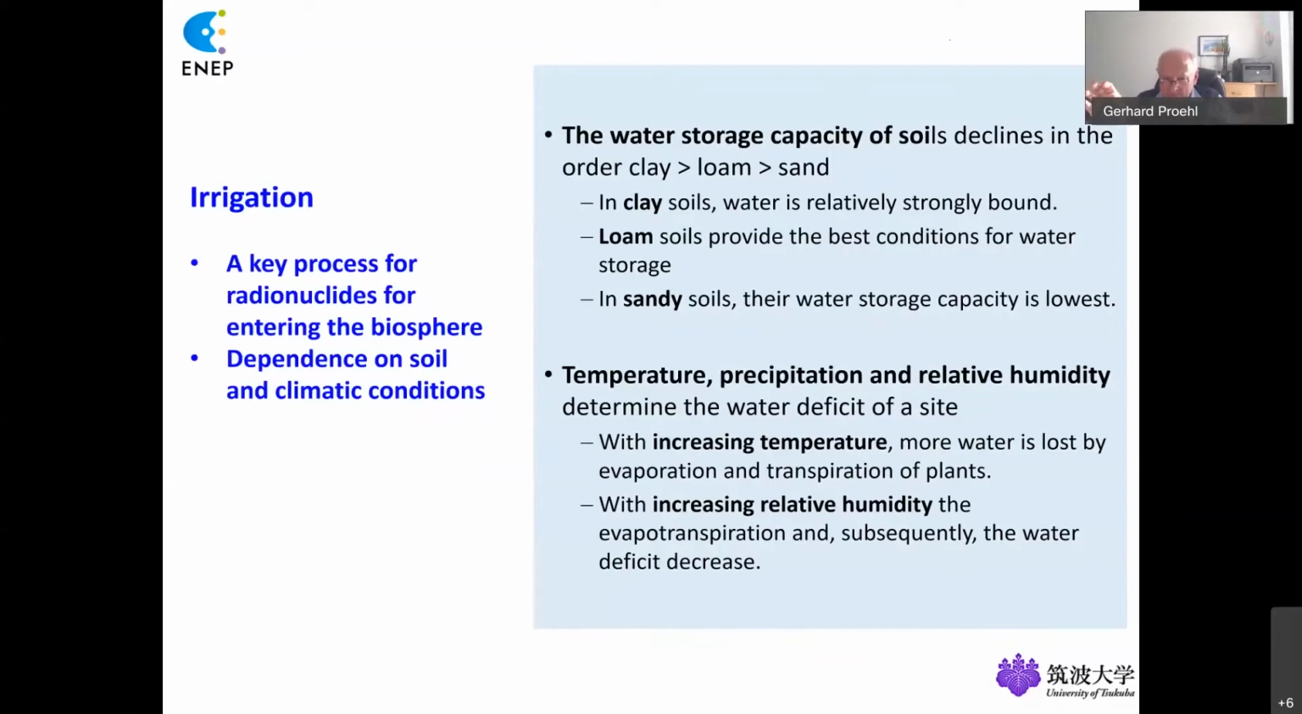However, more important is the relation between temperature, precipitation, and relative humidity, because by the end of the day, they largely determine the water deficit of a site. And of course, with increasing temperature, more water is lost by evaporation and transpiration of the plants. So we need more irrigation. On the other side, with increasing relative humidity, evapotranspiration, and subsequently the water deficit, decreases.